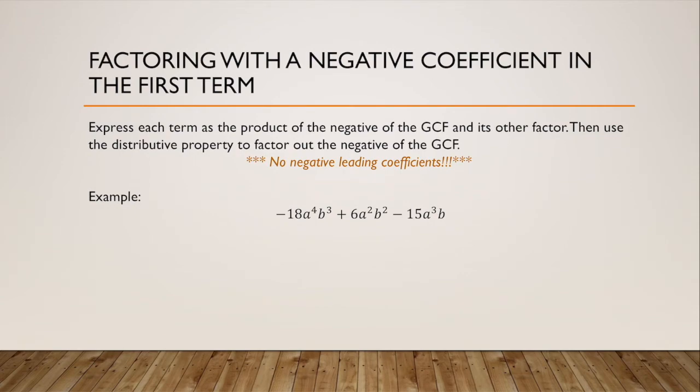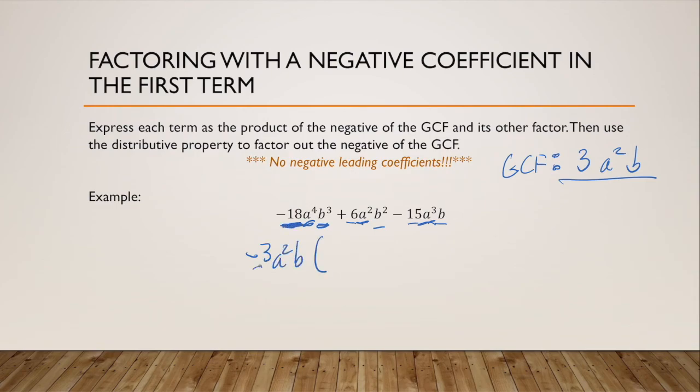Now, if you're factoring with a negative coefficient in the first term, we always want to pull out that negative coefficient. So there's no negative leading coefficients. So for example, I have negative 18a to the fourth b cubed plus 6a squared b squared minus 15a cubed b. The greatest common factor of 18, 6, and 15 is going to be 3. The greatest common factor of a to the fourth, a squared, and a cubed is going to be a squared. The greatest common factor of b cubed, b squared, and b is just b. So here's my greatest common factor. But I'm going to pull out the negative with me. So I have negative 3a squared b.